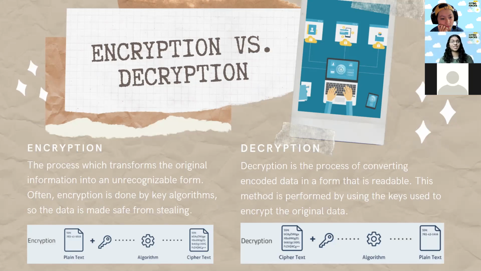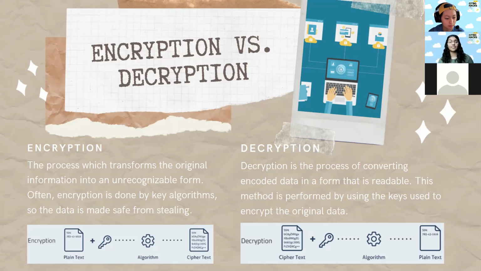I'm pretty sure many of you have used encryption before, in an unscramble activity where you see a bunch of letters or symbols mixed up, and it's often your task to decrypt it to get it back to its original message. That leads into the concept of decryption, which is a process of converting encoded data into a form that's readable. This method is performed by using the same keys that are used in encryption. So you can see that we have key here.